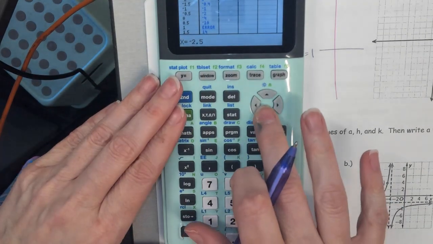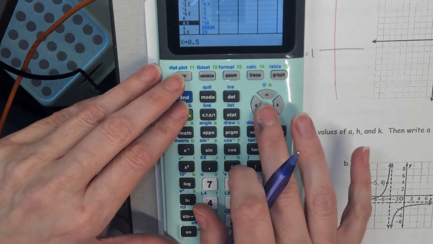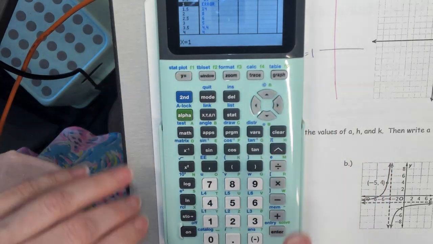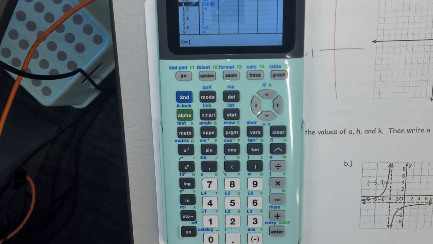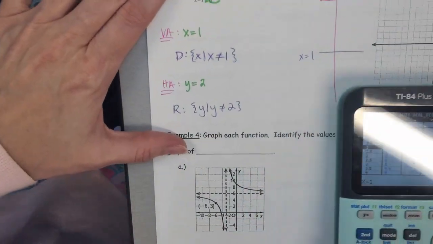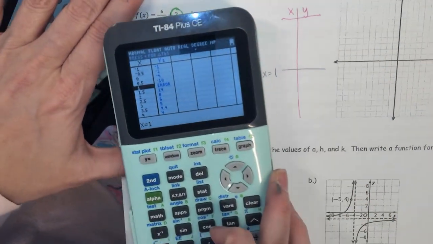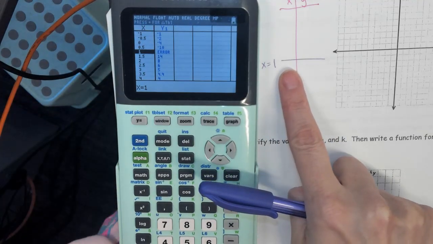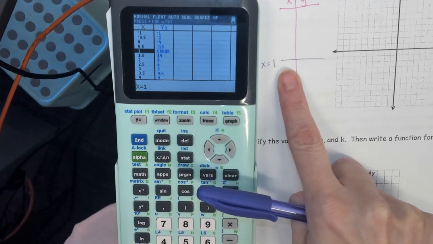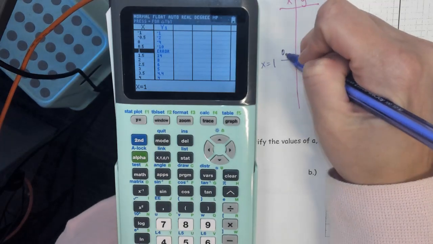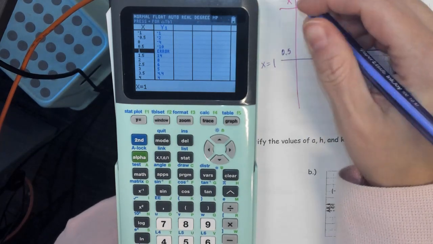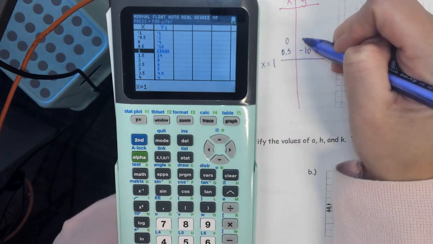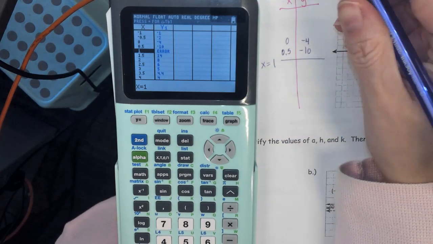And so I like to start at x equals 1. And if you don't have an error there for that middle, you know that something was entered incorrectly. Okay, because you should have an error in this middle spot, wherever that vertical asymptote is. Okay, so at 0.5, I'm at negative 10. Okay, at 0, I'm at negative 4.